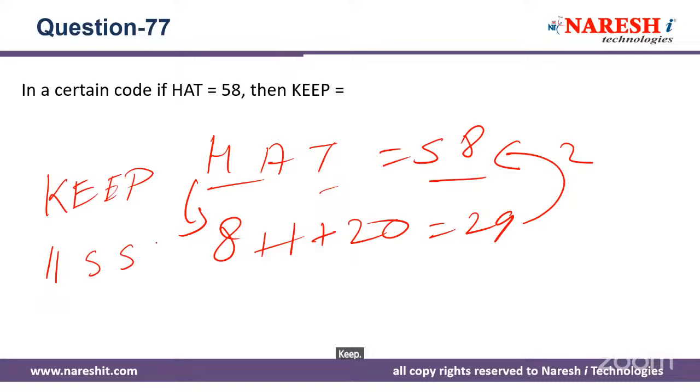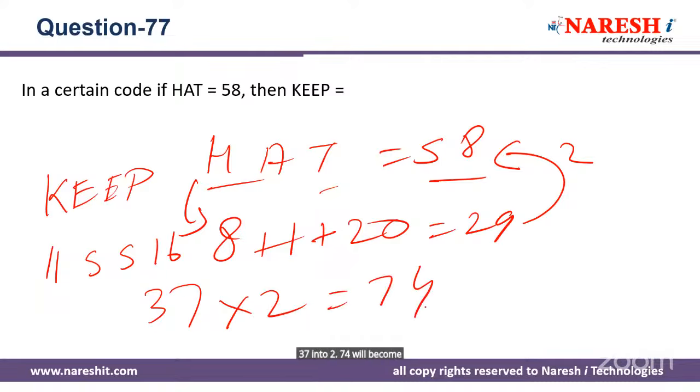11, 5, 5, 16, 37 into 2, 74 will become the answer.